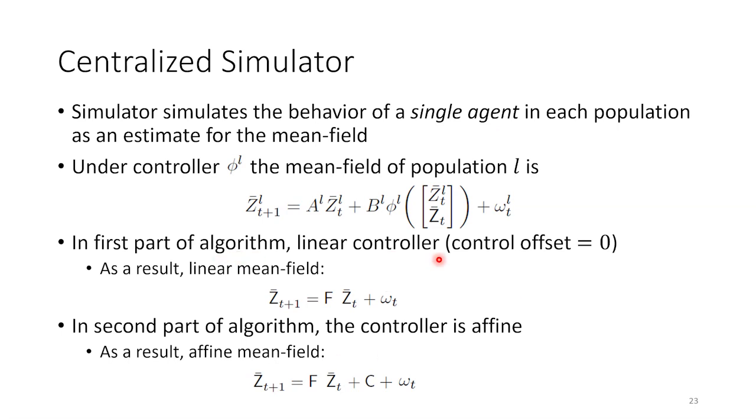And under a linear controller, if the controller offset is zero, the resulting mean field will have linear dynamics, so there is no offset term in the dynamics because we set the controller offset to zero. But if your controller offset is non-zero, then the mean field will be affine. Basically, there will be an offset term.